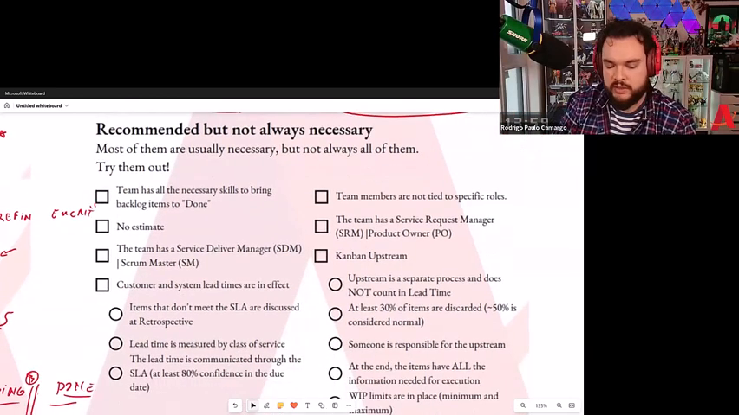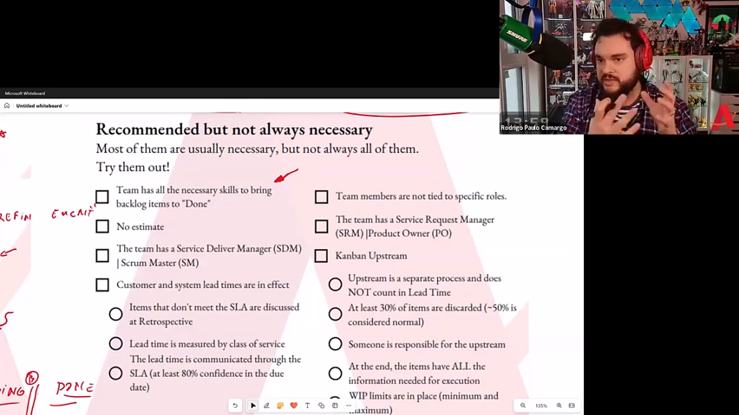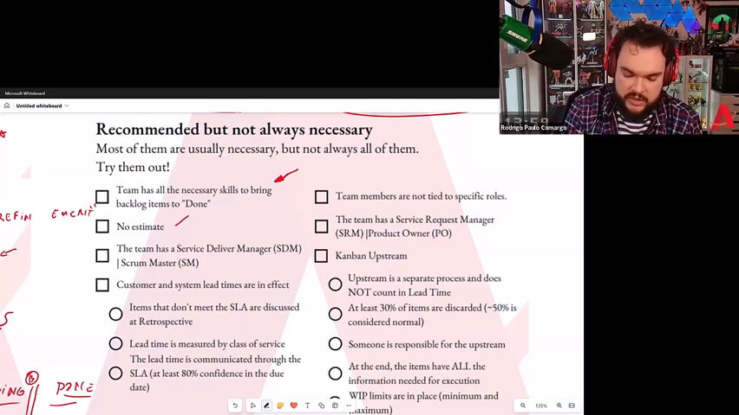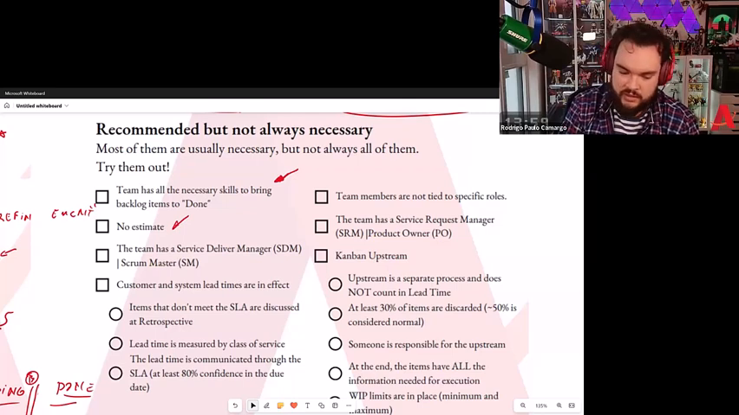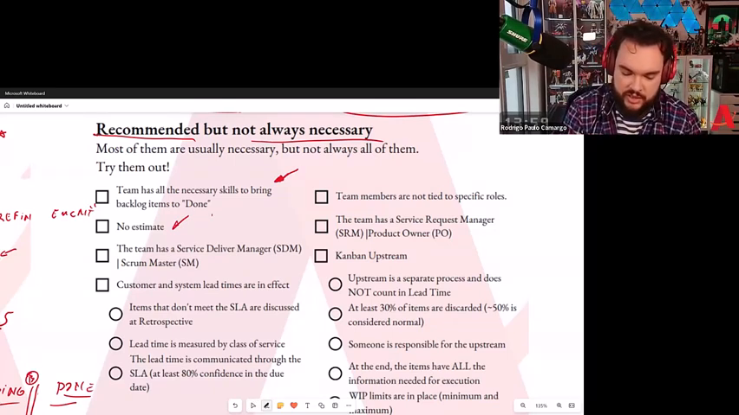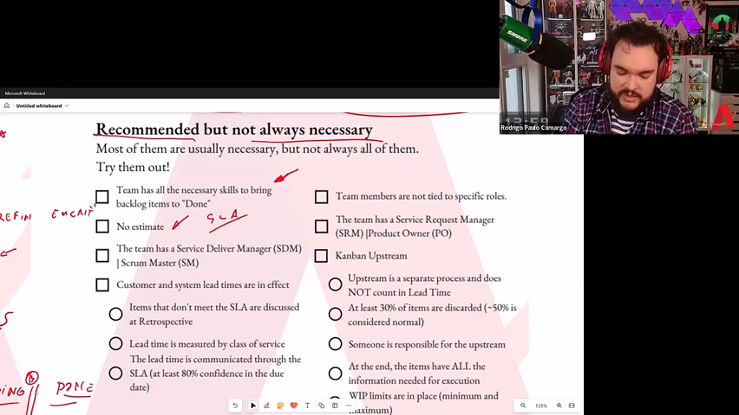So here, on the recommended but not necessary, what do I have? First is: the team has all the necessary skills to bring the backlog items to done, in the sense of, hey, this team can actually get this item to done by themselves. Next one is they're not doing estimations. Do you need that? No, that's why it's recommended, but not necessary. I am fine with doing estimations, but maybe you say, I don't need it. It will make more sense to actually use SLAs, right? Use the system lead time, etc.